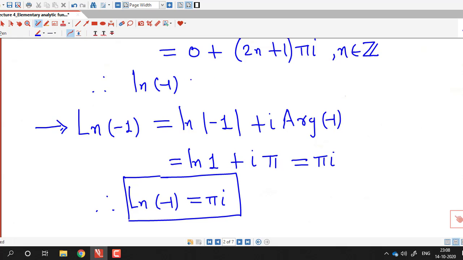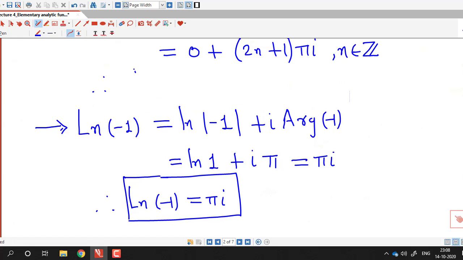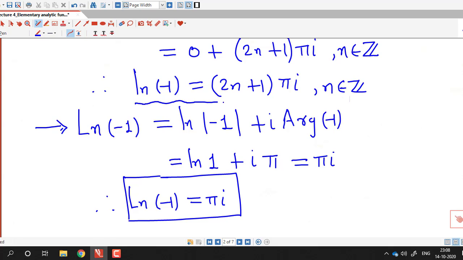ln minus 1 is 2n plus 1 into pi i, and n belongs to Z. Okay, so we can denote it in this way.